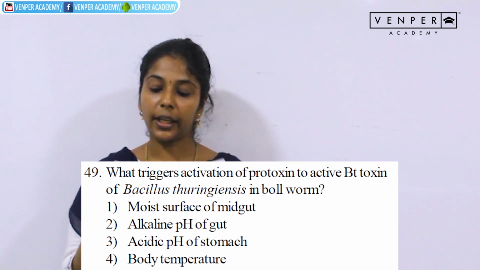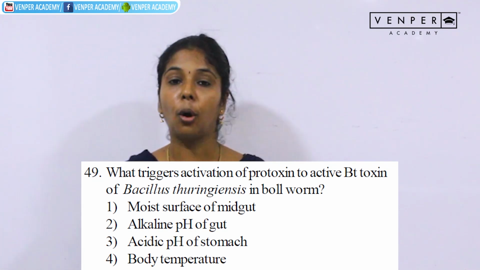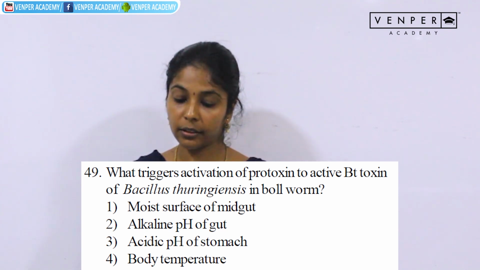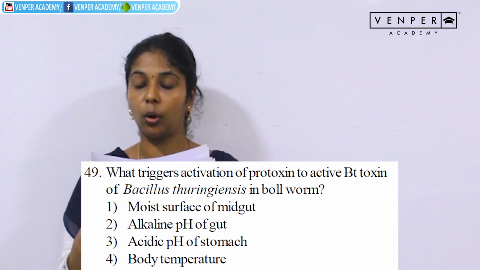Question number 49. What triggers the activation of protoxin to active Bt toxin of Bacillus thuringiensis in bollworm? The options are option 1, moist surface of midgut. Option 2, alkaline pH of gut. Option 3, acidic pH of stomach. Option 4, body temperature. The correct answer is option 2, alkaline pH of gut.